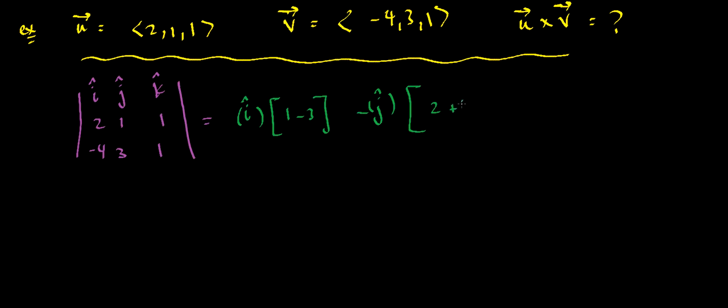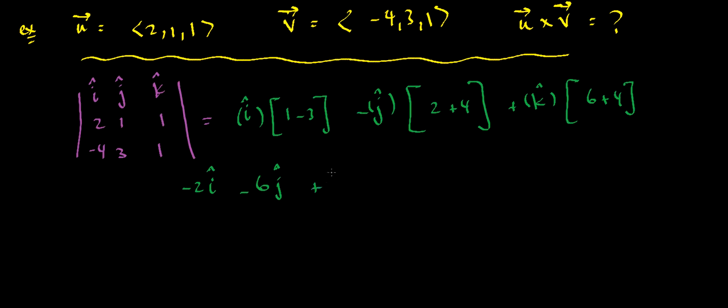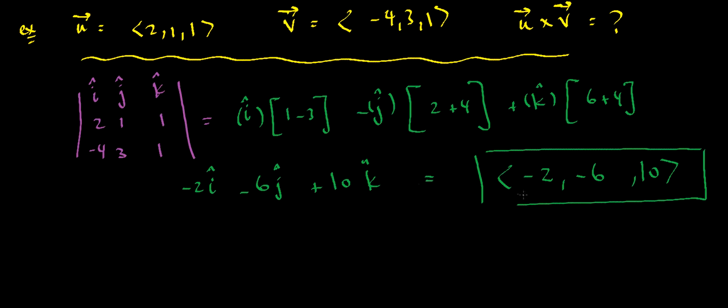So it's going to be 2 plus 4, then plus k times, if you cross this and this, it's going to be 6 minus negative 4, which is 6 plus 4. So this is going to give us negative 2i minus 6j plus 10k, which is this vector, negative 2, negative 6, and 10. And that's the cross product of the two vectors. This is u cross v.